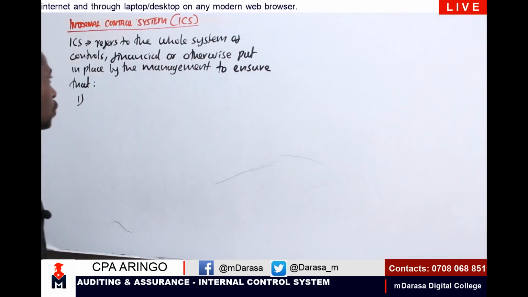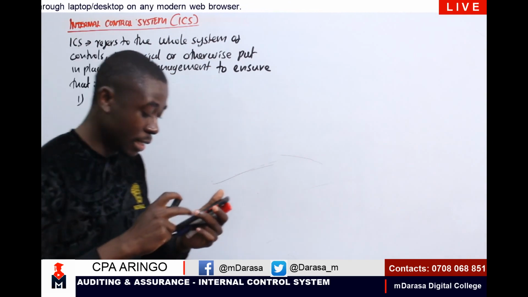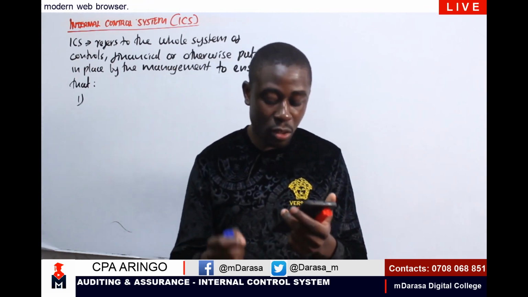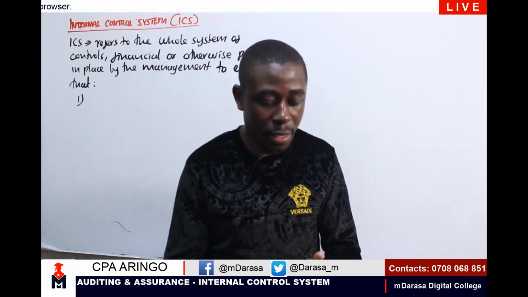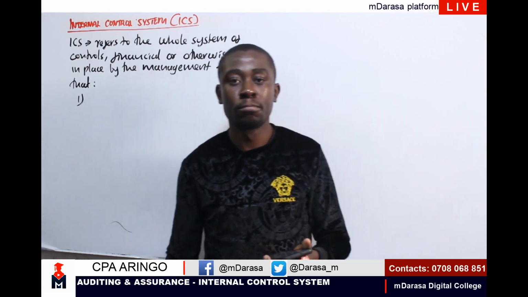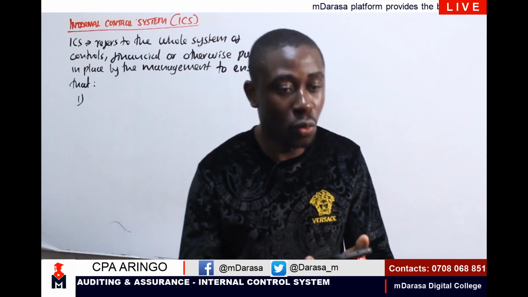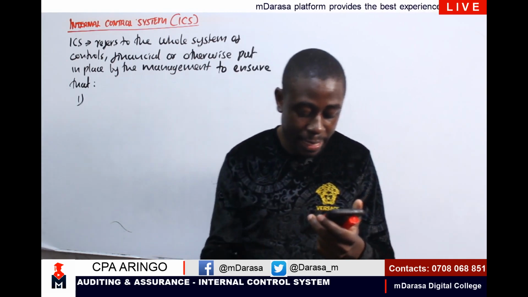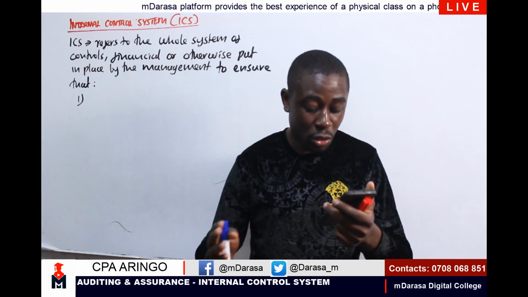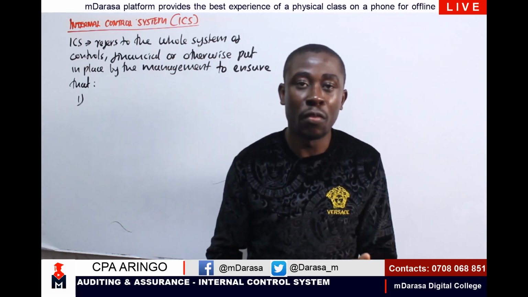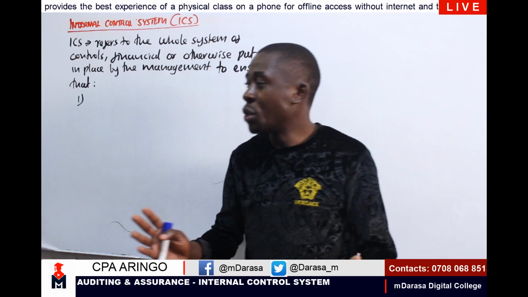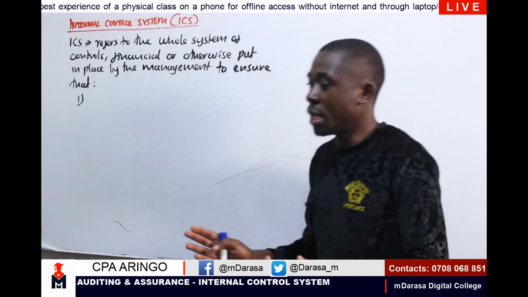These are the policies that we'll be having, of course, to ensure that, number one, business is conducted in an orderly and efficient manner. Number two, the assets of the organizations are safeguarded. Number three, there is adherence to the management policies. Then number four, to secure as far as possible completeness and accuracy of financial information. The other key element you can talk about is also safeguarding of assets, which you've looked at. So basically all these are reasons why we should institute controls within our organization.